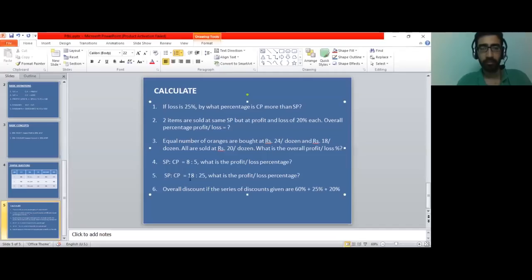Question number 4 and 5, we've already discussed these type of questions. 8 by 5. It means the selling price is 1.6 times. 8 by 5 is 1.6. 2 by 40 into 100. I think it's more direct, Charan, here. Selling price is simply 1.6 times cost price.